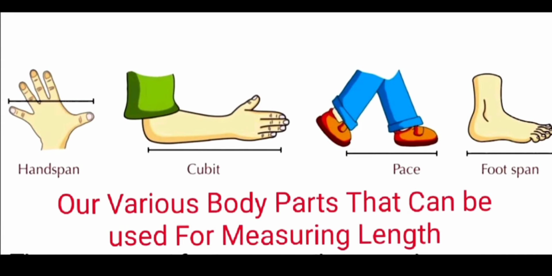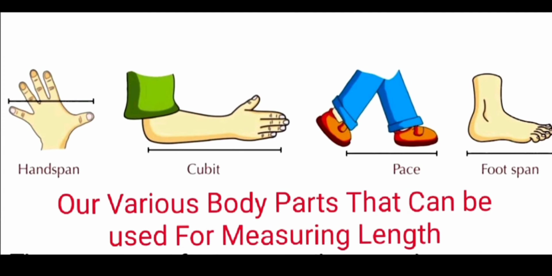Here are the 4 body parts that can be used for measuring length. The very first one is hand span. What is hand span? The maximum distance between the tip of the thumb and the little finger. I mean, on stretching your thumb and the little finger in opposite directions, the distance between the tip of the thumb and the little finger is known as the hand span. This can be clearly understood by seeing the figure.